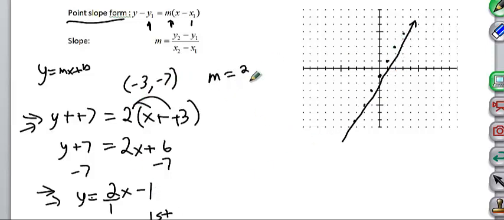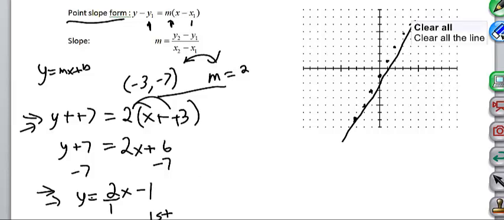Now, again, if it was graphing, start with this information first anyway. Negative 3, negative 7. Left 3, down 7, and lo and behold, we've got that same point. And then the slope is 2, up 2 over 1, up 2 over 1. So if the question only asks you to graph, use this information. Don't go through all of this work, even though it still will work.